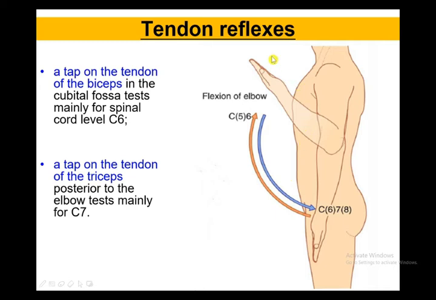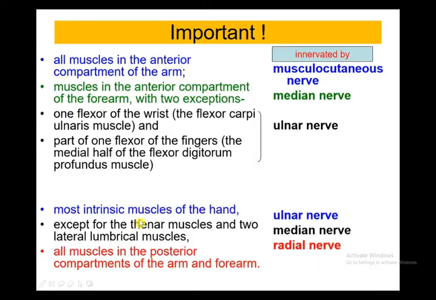The last is the tendon reflexes. For the tendon reflexes, we mainly tap on the tendon of the biceps in the cubital fossa to check the spinal cord level C6, and tap on the tendon of the triceps at the elbow posteriorly for C7.